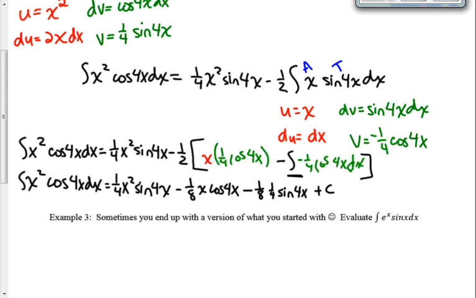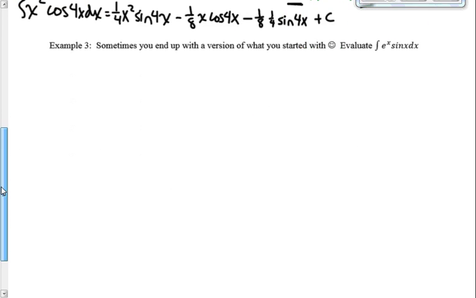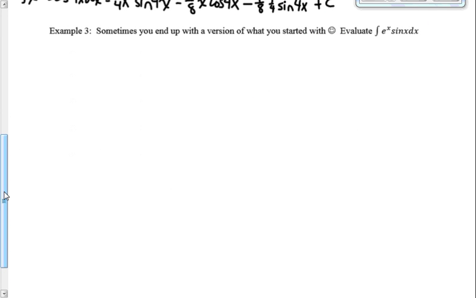Moving on to example 3, sometimes you end up with a version of what you started with. So basically what that means is once I start doing my integration by parts, at some point along the way I'm going to get something that looks a lot like this. So we set it up the exact same way.